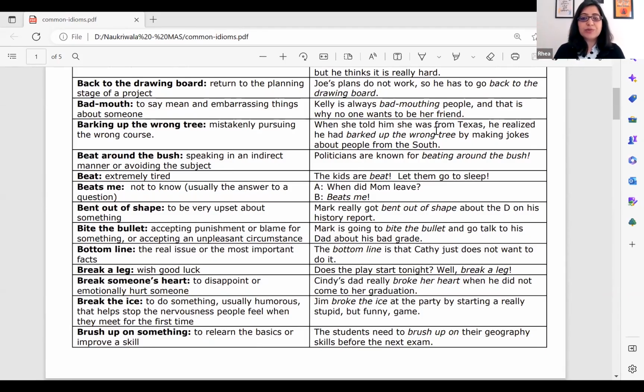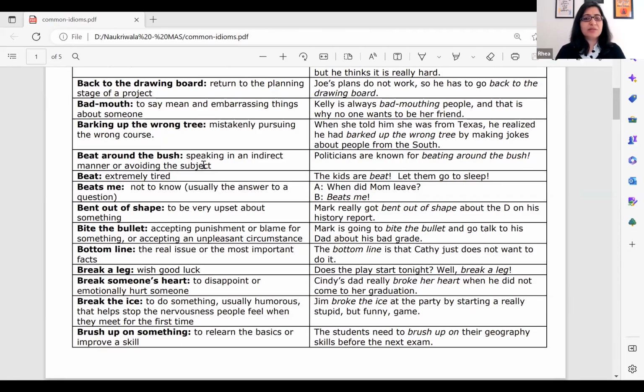Okay. When she told him she was from Texas, he realized he had barked up the wrong tree by making jokes about people from the South. So it's as simple as, let's say, you're making fun of people from South India, and then you realize that this person with whom you're cracking jokes about South India, he or she is from there. So you've barked up the wrong tree in front of the wrong person. You went ahead and said things you should not have spoken about, right?